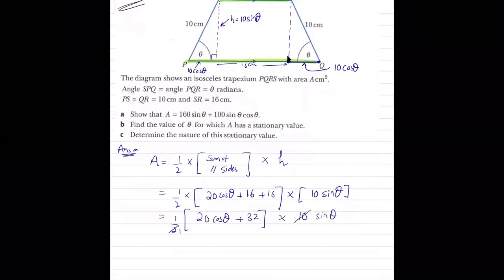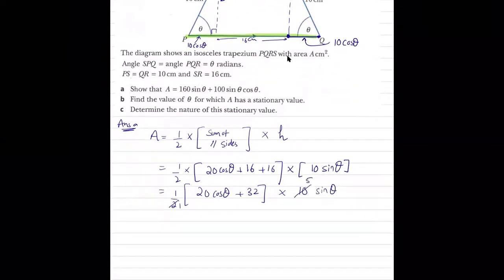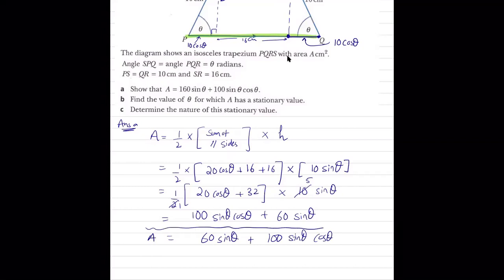You can further simplify this. 20 cos theta times 5 sine theta is 100 sine theta cos theta. 32 times 5 is 60, and it's going to be 60 sine theta. So if you rearrange this, you're going to get 60 sine theta plus 100 sine theta cos theta. That is the area that you were asked to show.